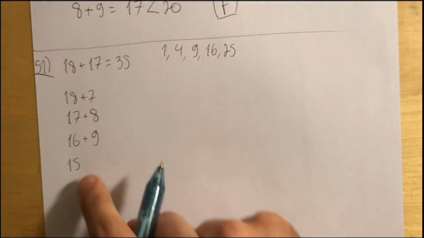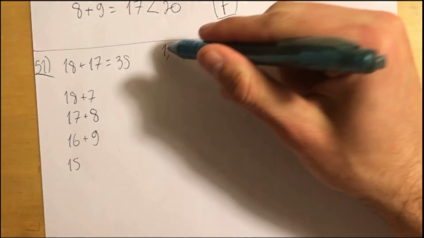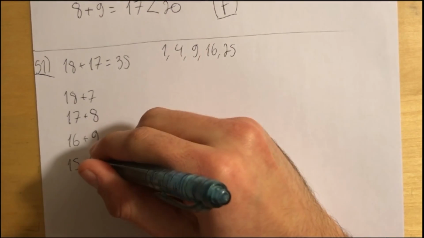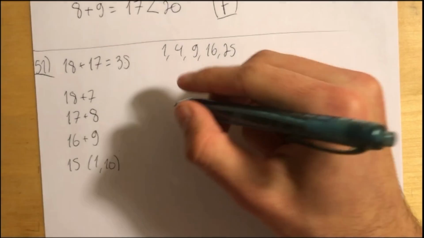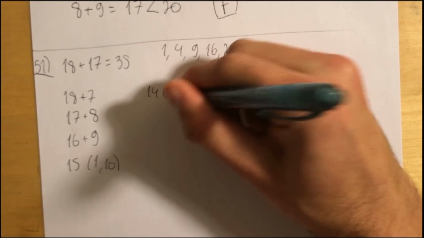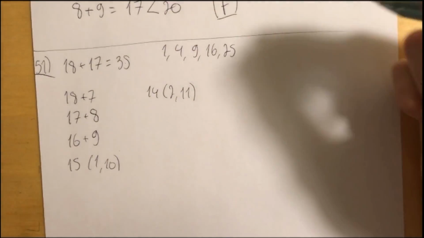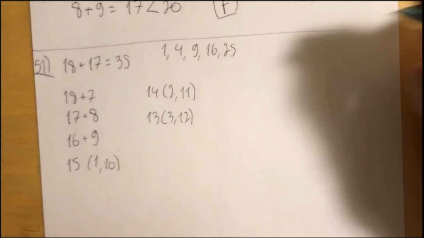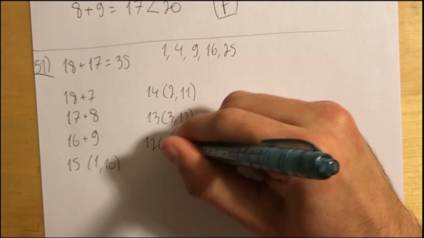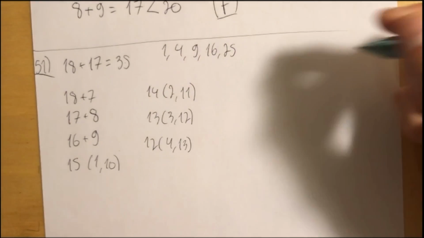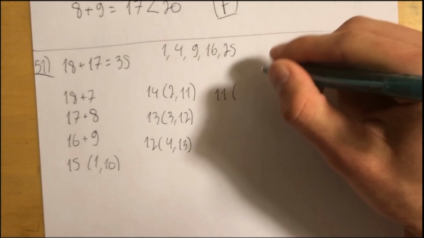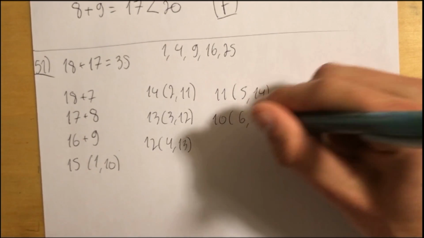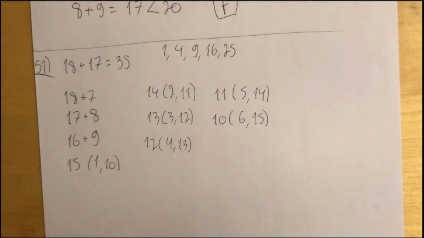Now, 15. 15 can pair up with either 1 or 10 to add up to either 16 or 25. 14 can pair up with 2 or 11. 13 can pair up with 3 or 12. 12 can pair up with 4 or 13. 11 can pair up with 5 or 14. And 10 can pair up with either 6 or 15.